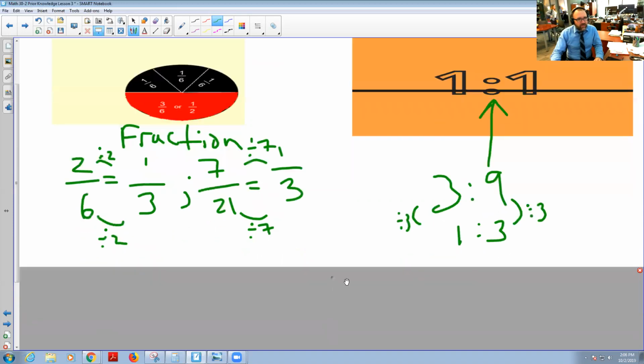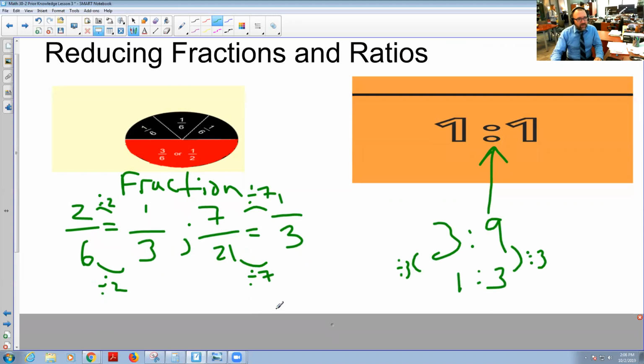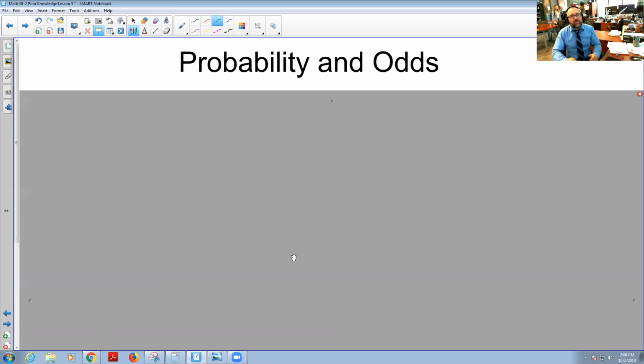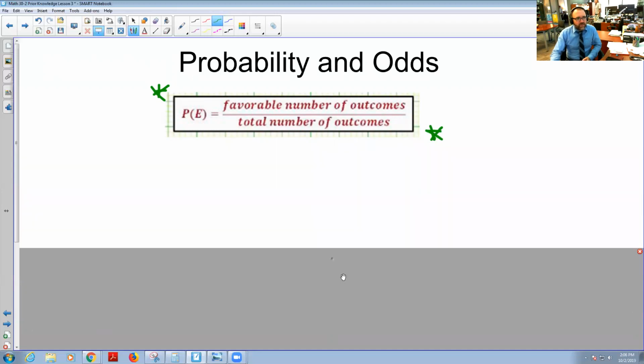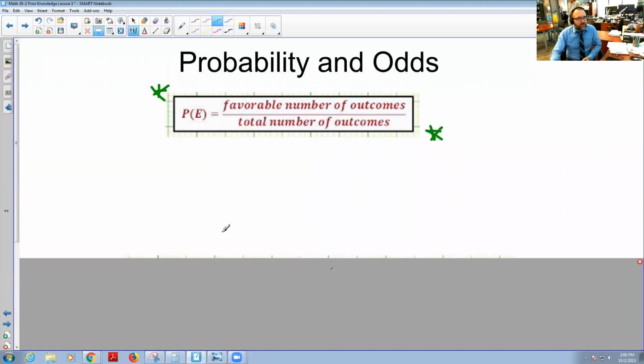So reducing fractions is something very straightforward, but we needed to do that because in probability, we can write an answer as a fraction, a decimal, or a percentage. In odds there is only one choice, that's the ratio. So let's look at the following formula. You've done this back in grade 8, where they really focused on favorable number of outcomes over total number of outcomes. So basically a straightforward concept here.